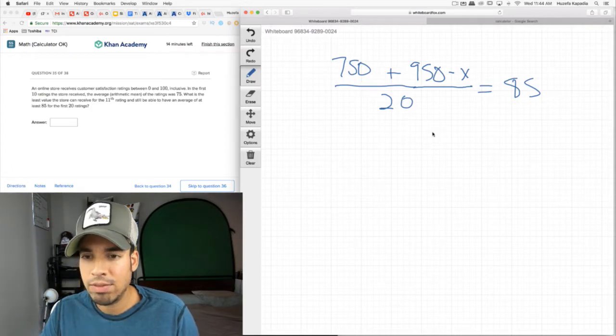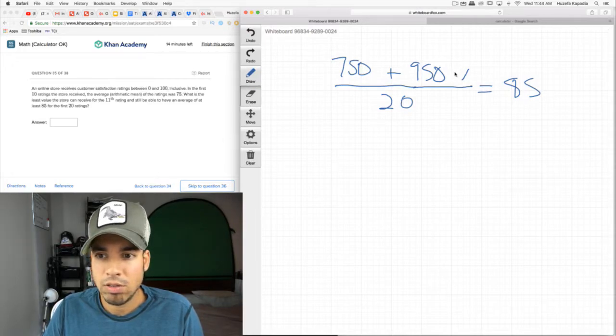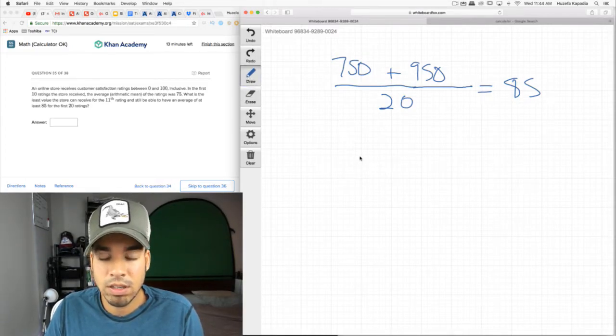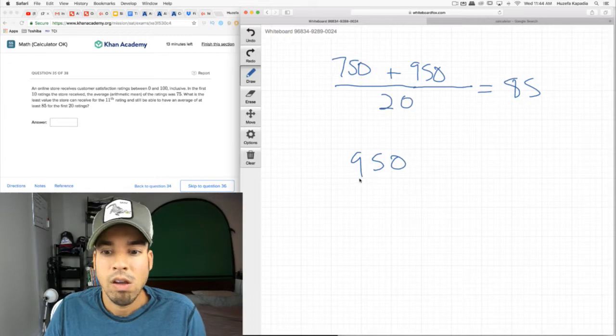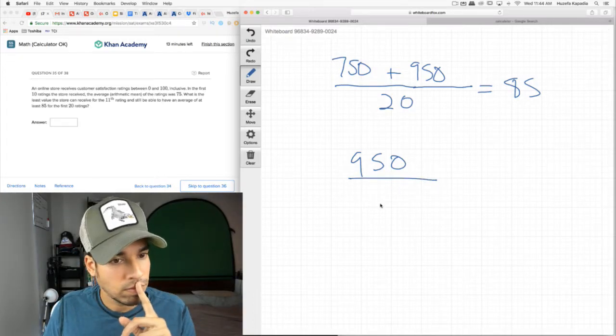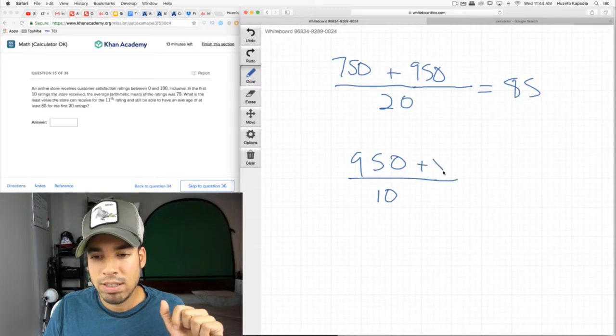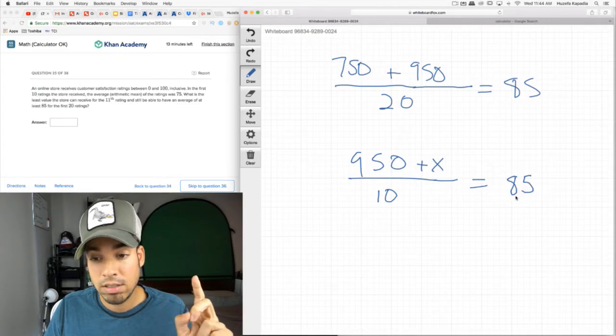No, wait, so this is supposed to be 950. So hold on, wait. So let's do it like this. So 1,750. So the other 10 have to be 950. Okay, now I'm getting it. 950 is the other 10, out of 10, plus x equals 85. Yes.